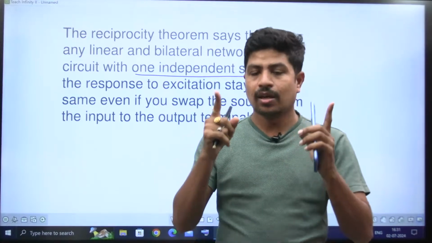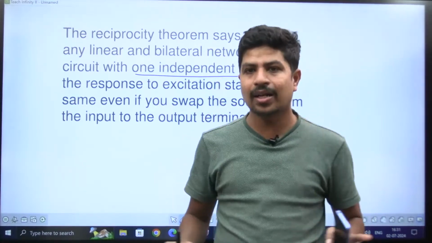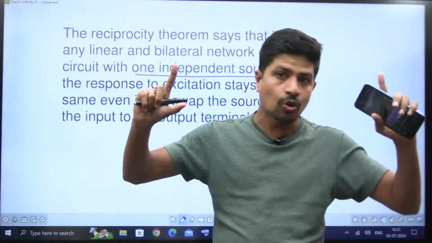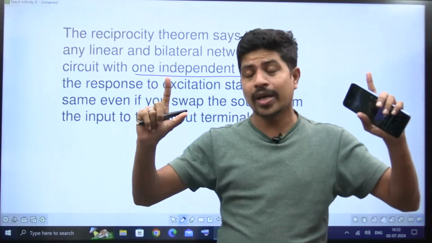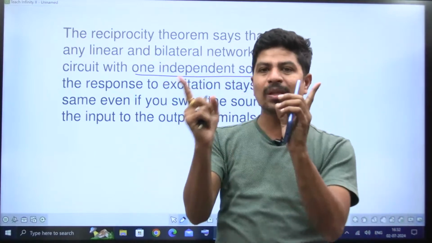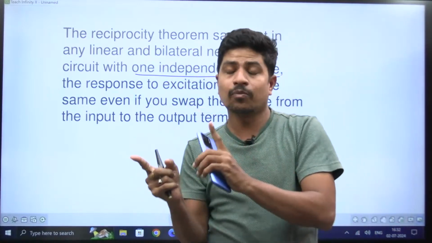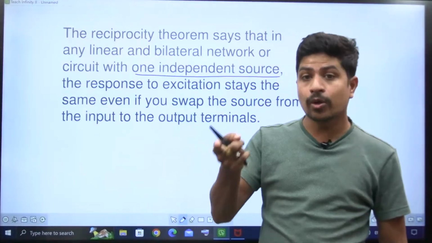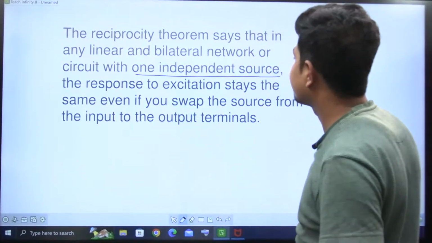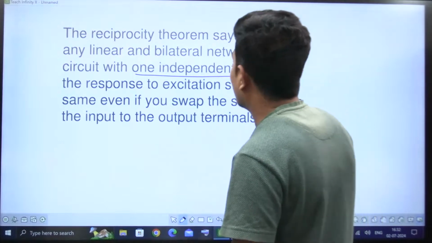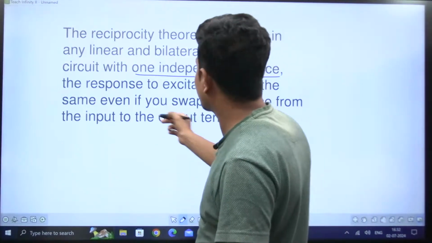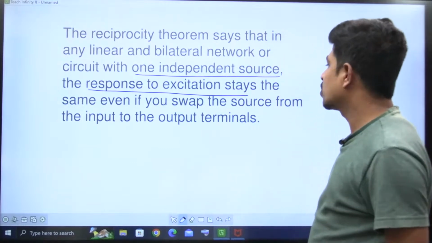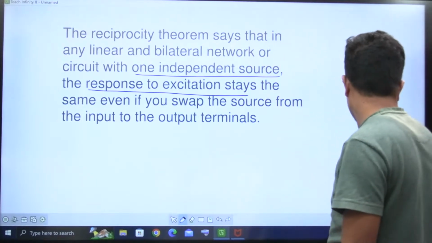The circuit must be linear, the circuit must be bilateral, and there is a source here and a load here. Now you are getting some ratio of source to response. If you swap these two, meaning in place of the source you put the load, and in place of the load you put the source, then the ratio of those two is going to remain the same, right? The response to excitation stays the same even if you swap the source between the input and the output terminals, right?